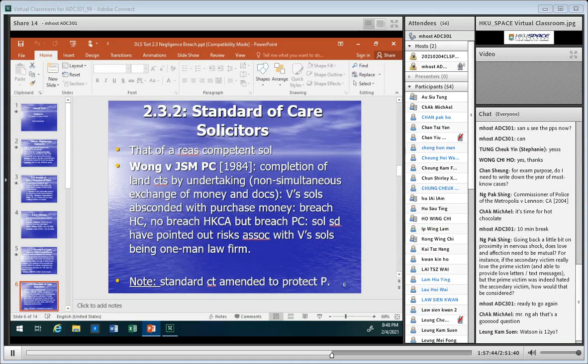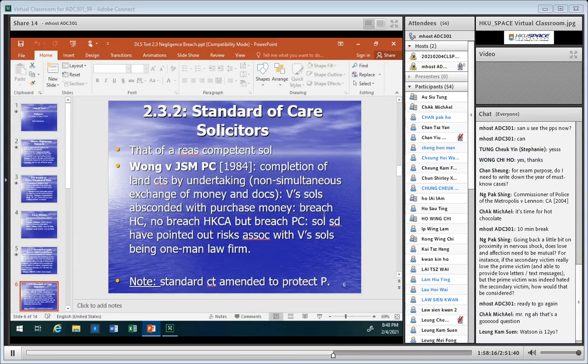But it went to the Privy Council, and the Privy Council reversed the Hong Kong Court of Appeal. And this is where I think your course manual's wrong, because the course manual says the Hong Kong Court of Appeal said there was no negligence, and then the decision was affirmed, but it wasn't actually, it was overturned by the Privy Council. So your course manual's wrong there. So the Privy Council said there was negligence.